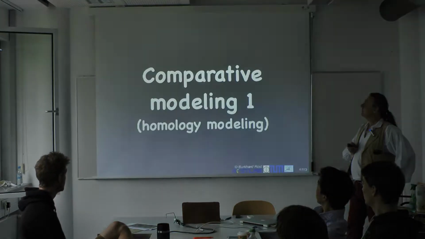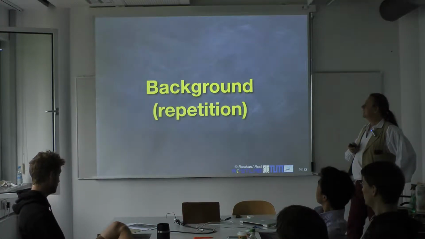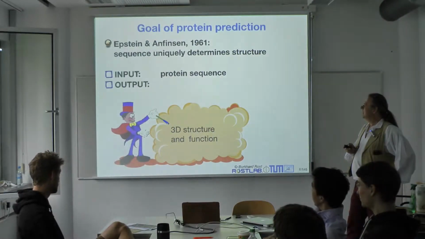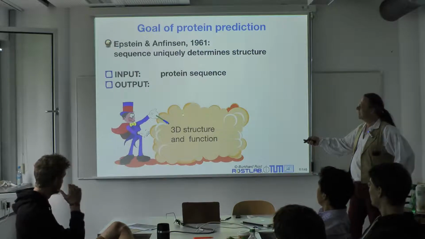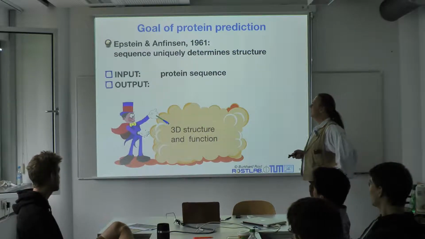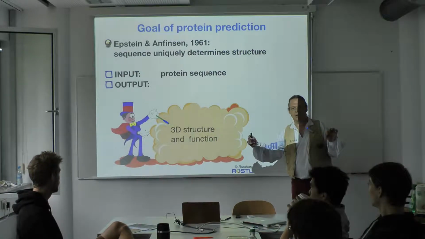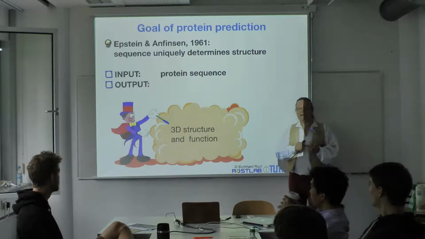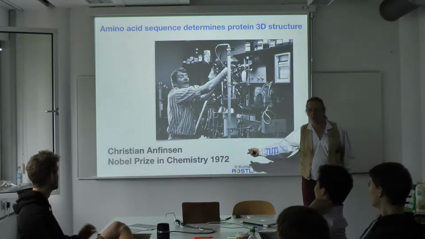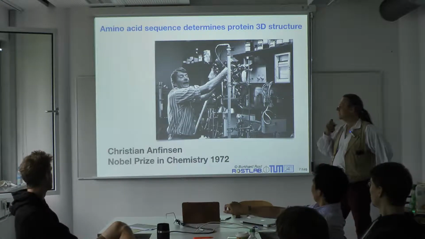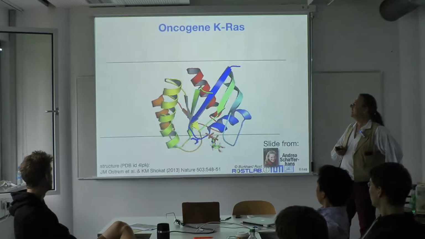Okay, many slides come from Andrea, and let's begin with this set of the background. So in principle, the goal of structure prediction is in comes protein sequence, out comes protein structure. Structure is determined by the sequence alone, or the sequence in its environment, in solvent. And that has been shown by Anfinsen, who got a Nobel Prize in Chemistry in '72 for that.